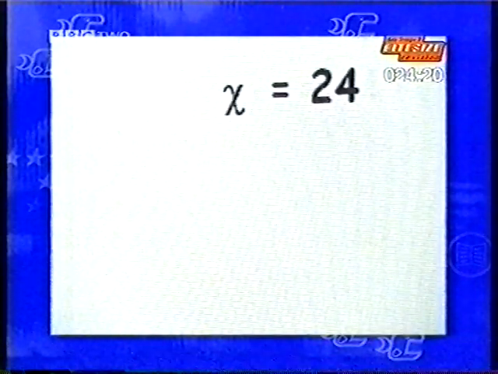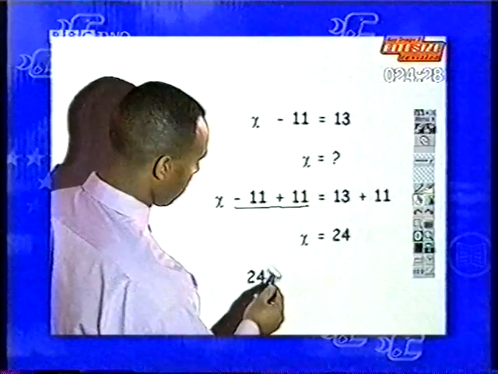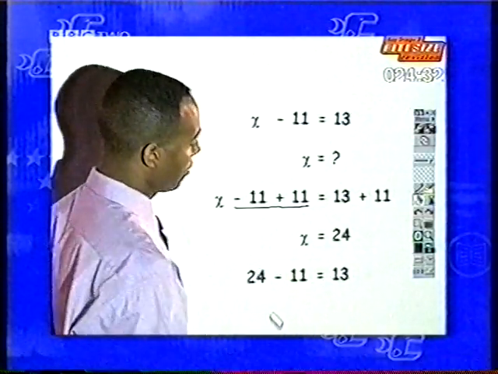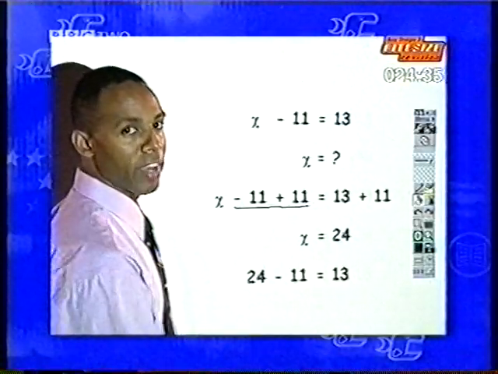x equals 24. Now the good thing about this is we can substitute the value that we have into the original equation to check if we've done this correctly. 24 minus 11 equals 13. Yes, it's correct. So far, the equations have been quite straightforward, really.